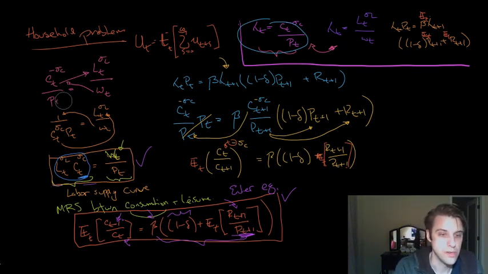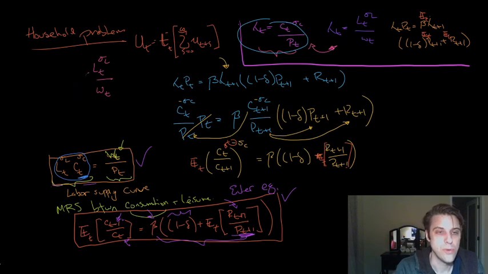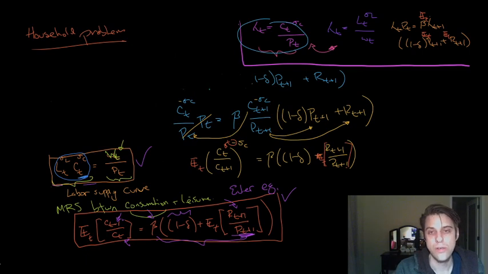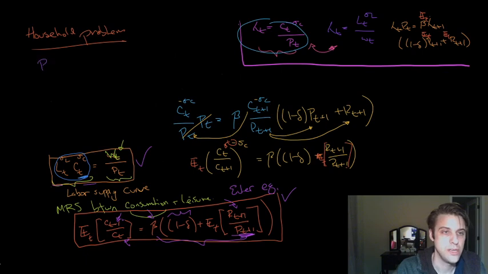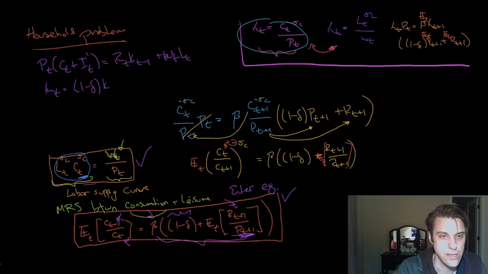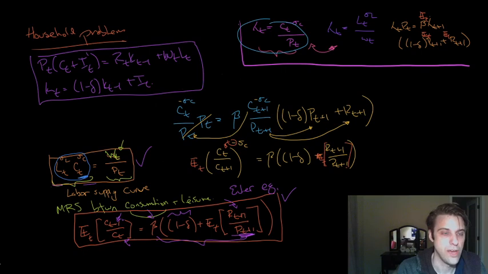So if we just make some space here, what do we need to box? Remember, we boxed the first order conditions, which we have 2 of them here. We also box the budget constraint: P_t C_t plus I_t equals R_t K_{t-1} plus W_t L_t. We put a box around this one, and we put a box around the law of motion of capital: K_t equals (1 minus delta) K_{t-1} plus I_t. Okay, so now we have 1, 2, 3, 4 equations.